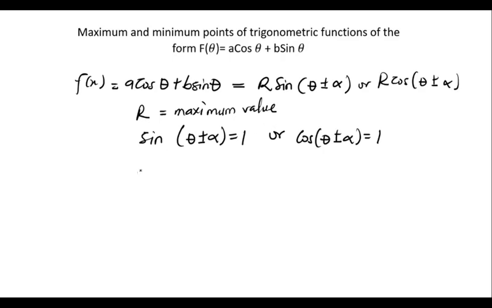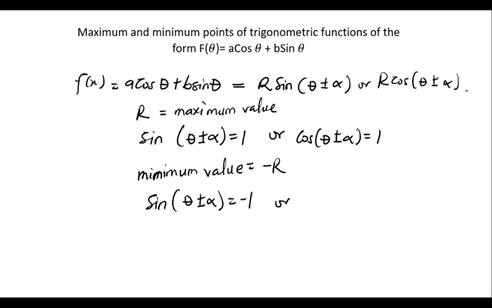Now, for the minimum value, our minimum value will be equal to negative r. So if we negate the r that we get after expressing the function a cos theta plus b sin theta into this form, we get the minimum value, and it occurs when sin(theta plus or minus alpha) is equal to negative 1, or if it is in this form, cos(theta plus or minus alpha) is equal to negative 1.